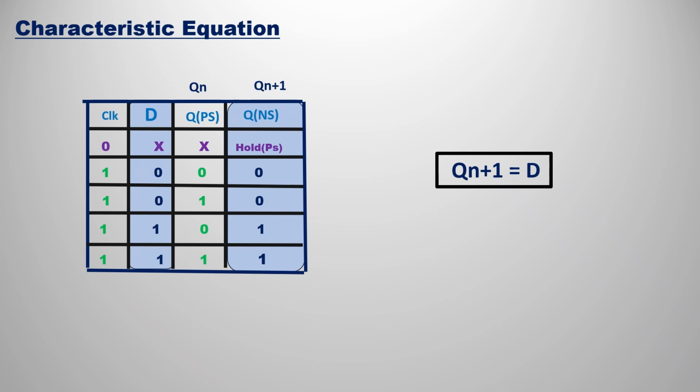That is, Qn+1 is equal to D. We have a simple relation because the name itself says it is a delay flip flop. Delay flip flop means it produces delay. That's it. It doesn't make any changes. So in this flip flop, whatever you pass will be presented as the next state output. So we can have a simple output expression in terms of input, that is Qn+1 is equal to D. So this is known as the characteristic equation.